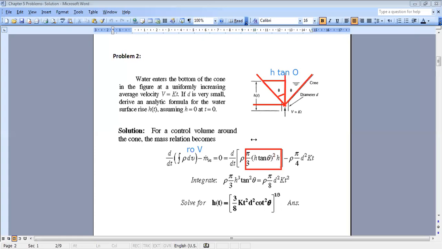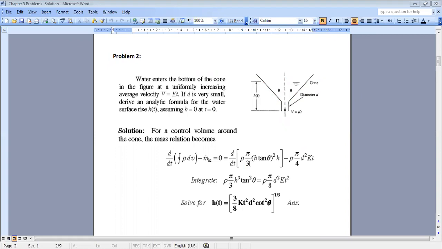This is the volume of water inside the cone minus m dot n, and m dot n we have already developed the expression before. It is equal to rho times pi over 4 d squared times k t. Now here for this term you have several. Doctor, it is pi over 3 r squared times h, right? Correct.